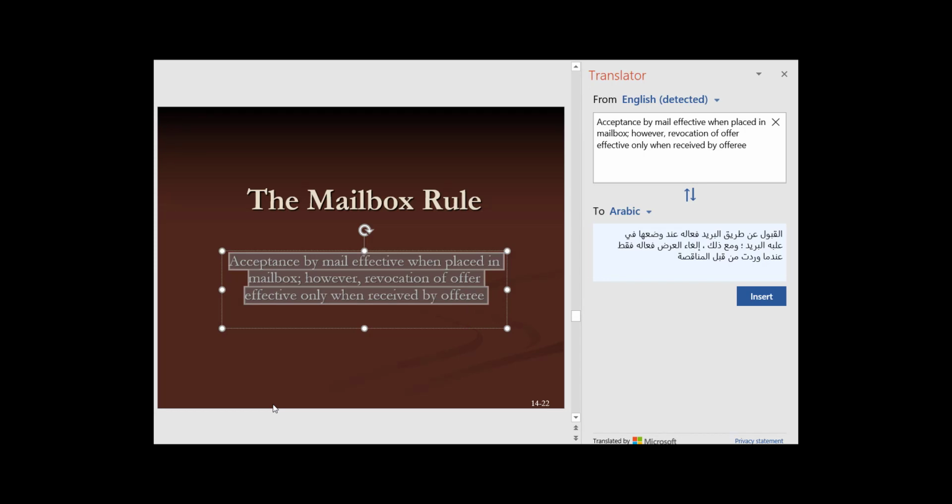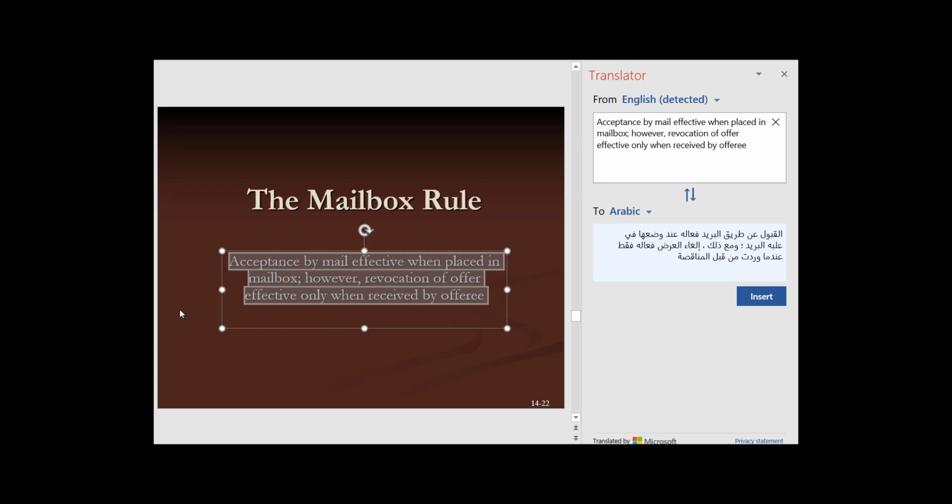Mailbox rule. Acceptance by mail is effective when placed in the mailbox. So the mailbox rule means that if you put your answer in the mail, in the post office, at that very second, it becomes an acceptance and it cannot be canceled. You've accepted, and they have to accept your acceptance.